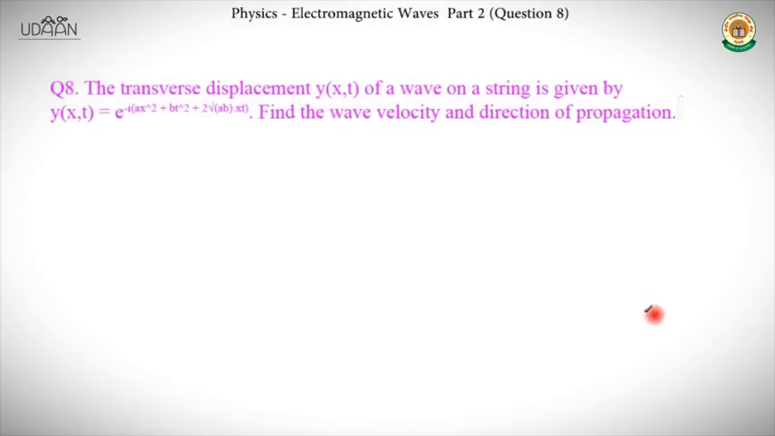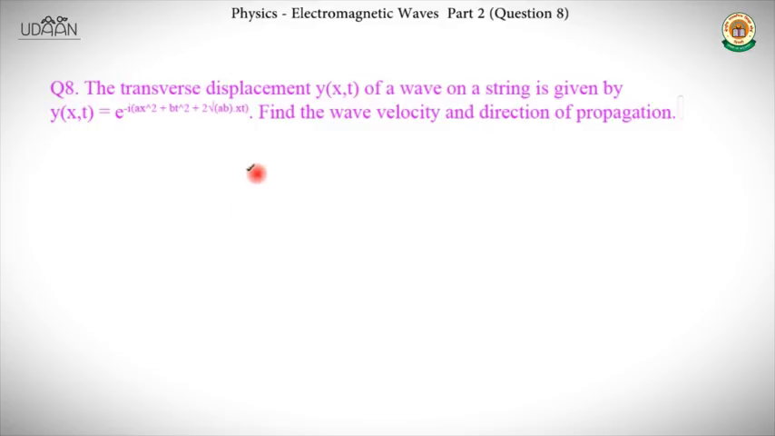The question number 8 says the transverse displacement y of x comma t of a wave on a string is given by y equals e to the power minus iota (a x square plus b t square plus 2 root ab into xt). You have to find the wave velocity and direction of propagation.